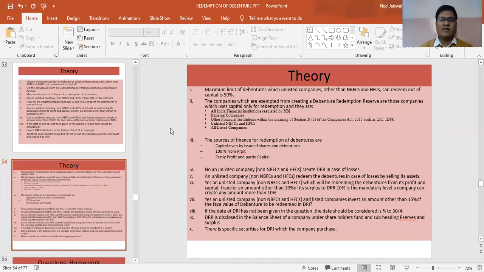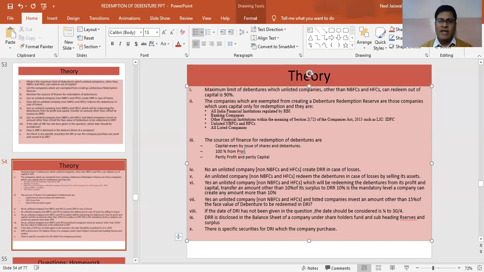Next comes, what are the sources of finance for redemption of debentures? We know the sources of finance is capital, even by the issue of debentures. This capital can be generated by issue of shares or debentures or by taking some other loan, that is called capital. It can be 100% out of profit, and it can be partly out of profit and partly out of capital.